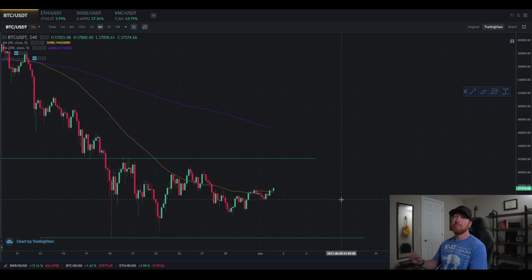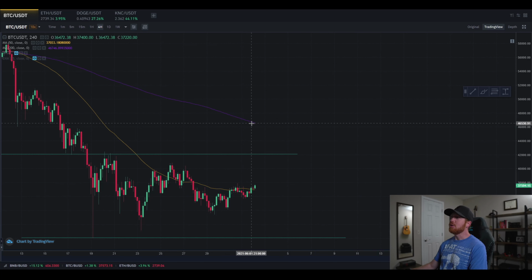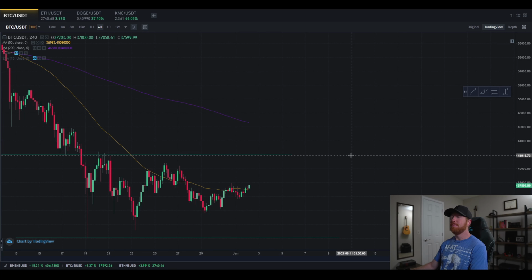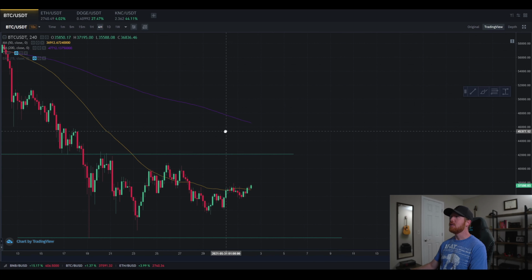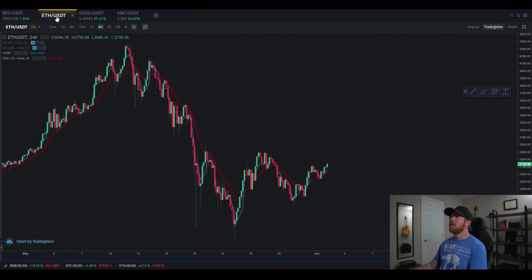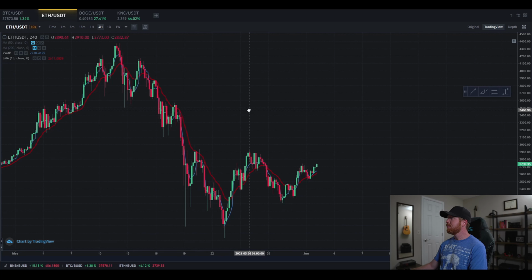If we can get there, we'll be looking pretty good to hopefully progress upwards, minus the fact that the 200-day moving average, again, would be the next major milestone after that. So just something to note, that is kind of what Bitcoin is looking like. And again, this is the 4-hour chart for Bitcoin. So let's go ahead and take a look at Ethereum next.